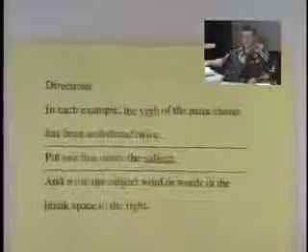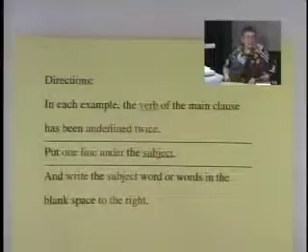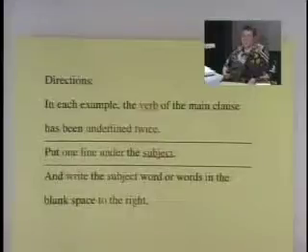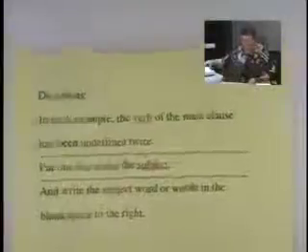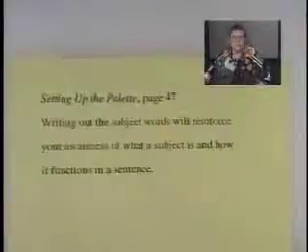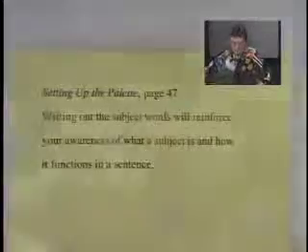In this particular exercise, every example is going to have the verb of the main clause as a given. It'll be underlined twice. You'll have no problem spotting it. Your job is to locate the subject. You're going to put one line under the subject, and this time you're going to write out the subject word or words in the blank space provided to reinforce your understanding of what a subject is. And I remind you again that writing out the subject words is going to reinforce your awareness of that subject component of a sentence. It's really important.